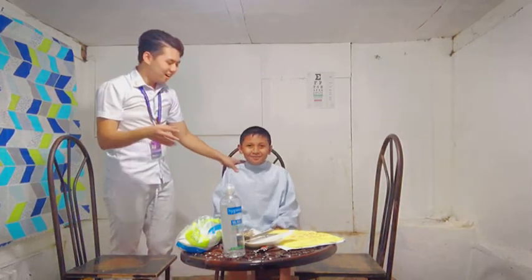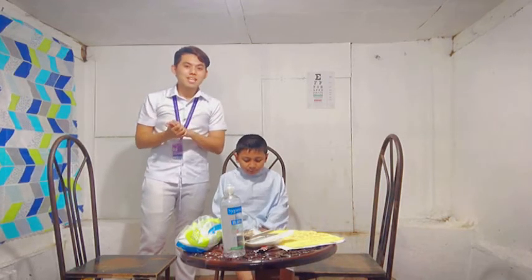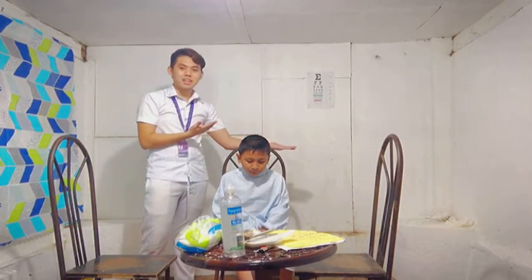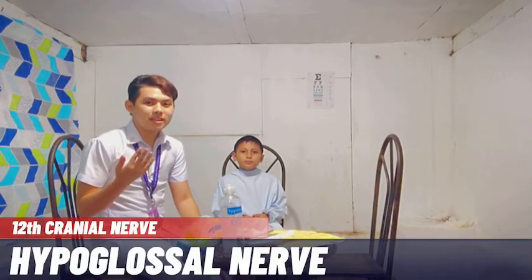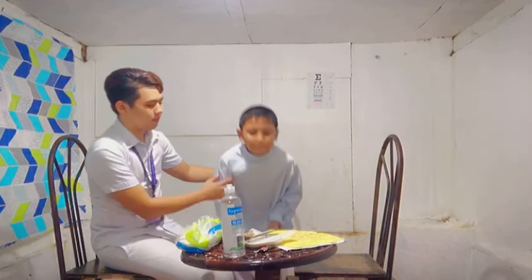Okay. So, of course, muscle strength is characterized by ratings from 1 to 5 and classification from paralysis to normal, as you can see in the table here. So lastly, this is the last assessment, sir. We will be assessing the 12th cranial nerve, or the hypoglossal nerve, to note any deviation in position. So first, we need to ask the patient to open his mouth. So again, sir, I want you to open your mouth for me, please.